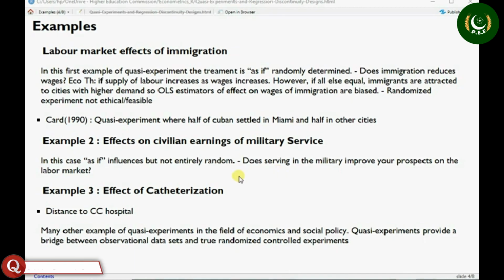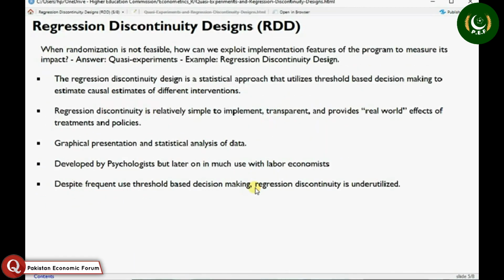Then comes the regression discontinuity design, which is an example of quasi-experiments. What are regression discontinuity designs? Basically, it's a statistical approach that utilizes threshold-based decision making, I'll explain in the next slide, to estimate causal effects of different interventions. Below a threshold, above a threshold, and then you compare those.